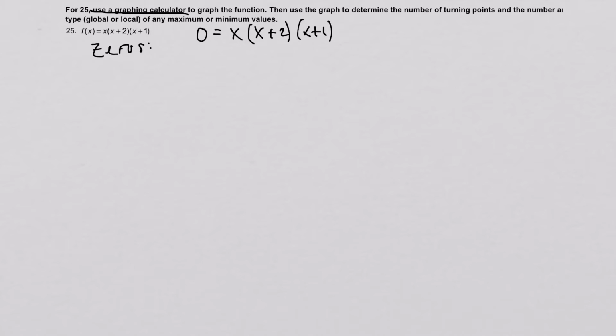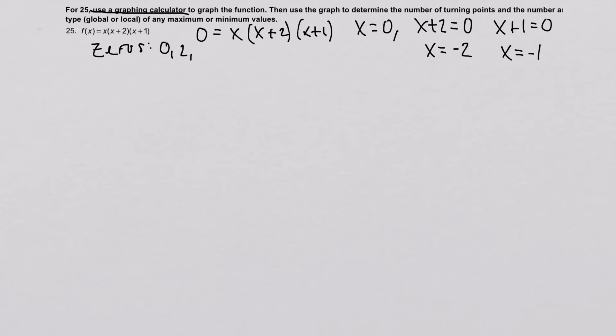So for example, that first one is this one right here. That's a factor. So x equals 0. The next one is x plus 2. So you're going to say x plus 2 equals 0, which when you solve will give you x equals negative 2, right? Because you subtract 2. And the last one is this one, x plus 1, which will give you x plus 1 equals 0, which means that x equals negative 1. So my zeros are 0, negative 2, and negative 1.